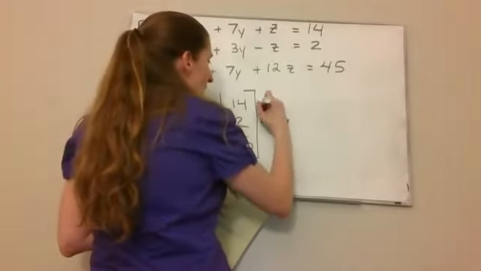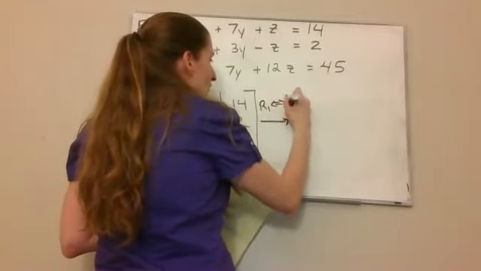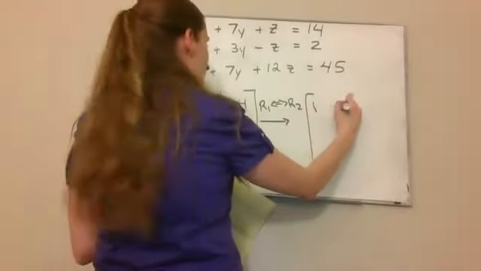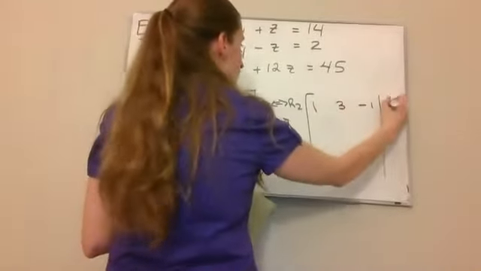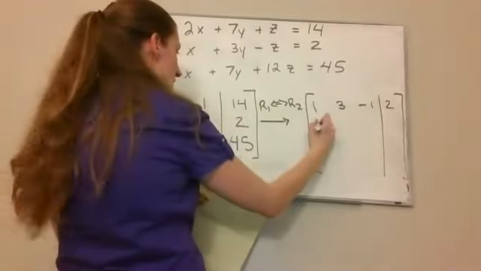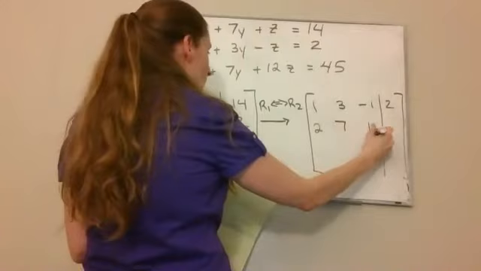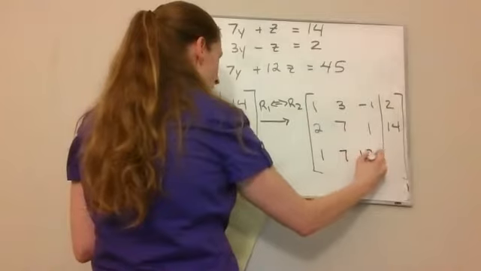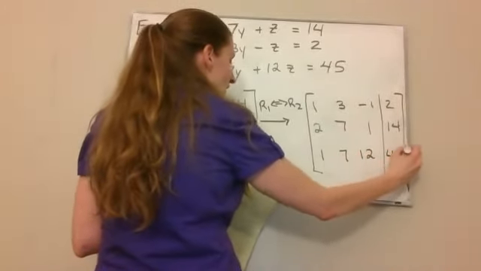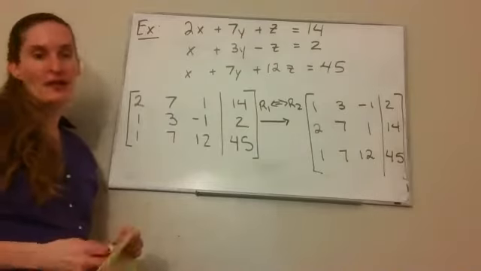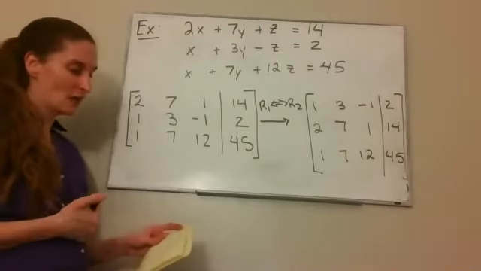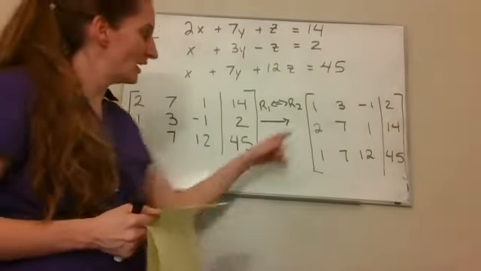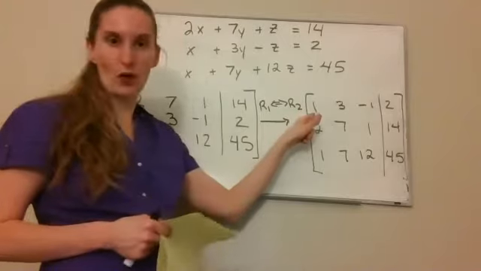So if I do the row operation, row 1 and row 2 switch places, I will get 1, 3, negative 1, 2 for my first row, 2, 7, 1, 14, and 1, 7, 12, 45. So now I have a 1 in that leading 1 spot, but we're still not in row echelon form. In order for this to be in row echelon form, I need zeros to be beneath this 1.